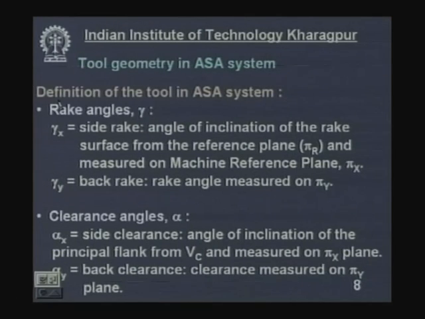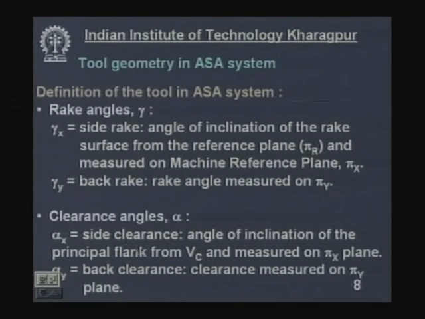Now, what is the definition? Now, come to the definition of the angles. Definition of the tool angles in ASA system: rake angles, gamma x, side rake, angle of inclination of the rake surface from the reference plane pi r and measured on machine longitudinal plane. Not machine reference plane, machine longitudinal plane, this will be machine longitudinal plane. Gamma y, back rake, rake angle measured on machine transverse plane.